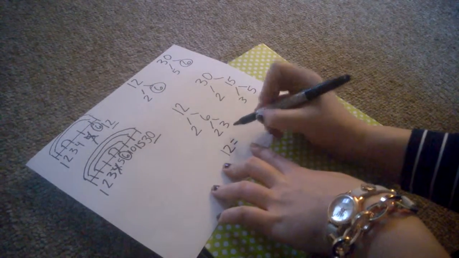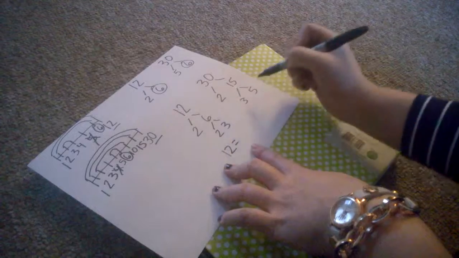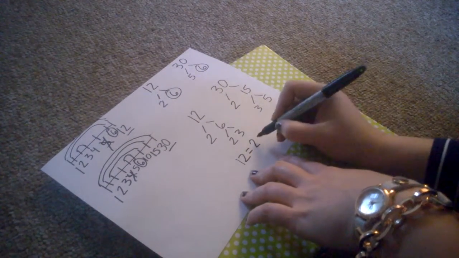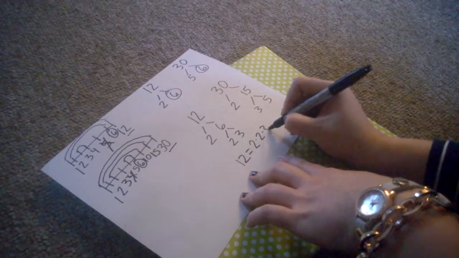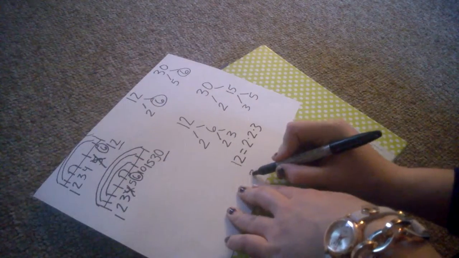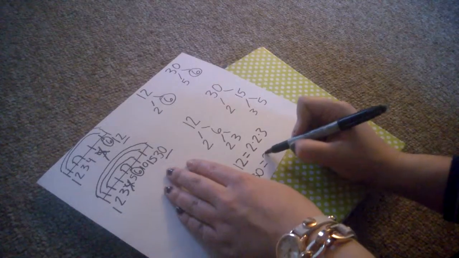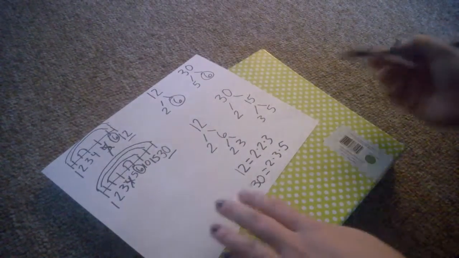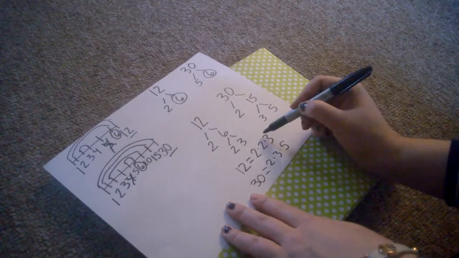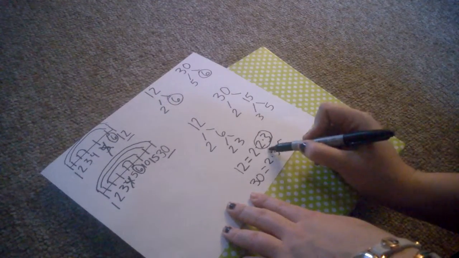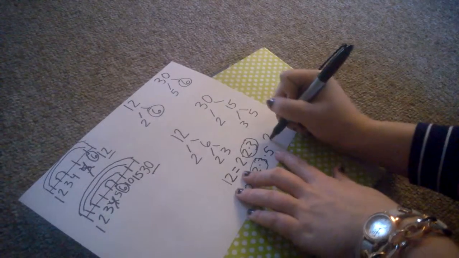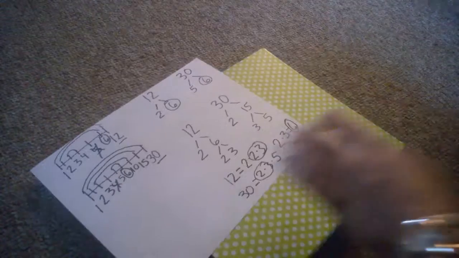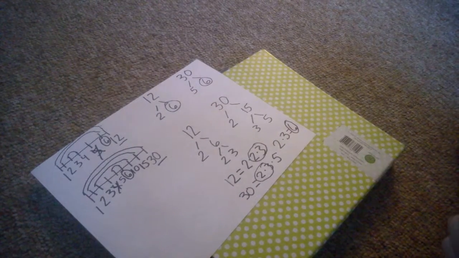But if we look at each of the primes that make up the numbers, we can see that 2 times 2 times 3 equals 12. And 30 equals 2 times 3 times 5. And if we look at these equations, we can see that 2 times 3 is in both of them. And 2 times 3 equals 6. And those are 3 different ways that you can find the greatest common multiple.